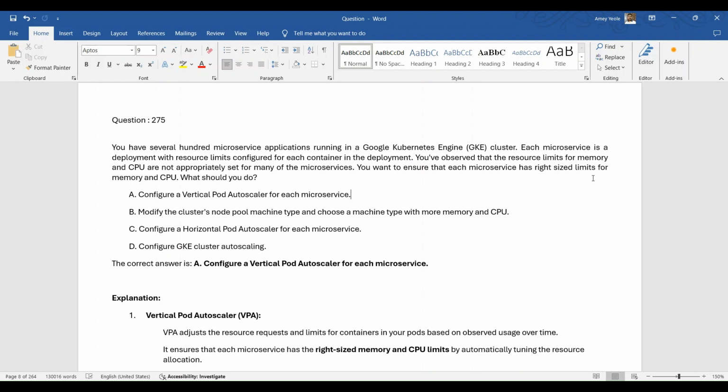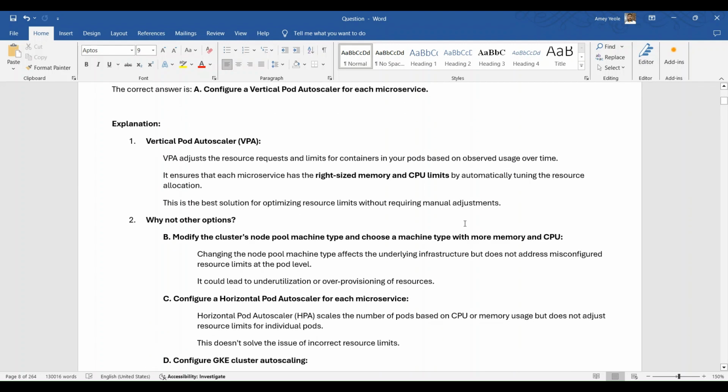A. Configure a vertical pod autoscaler for each microservice. B. Modify the cluster's node pool machine type and choose a machine type with more memory and CPU. C. Configure a horizontal pod autoscaler for each microservice. D. Configure GKE cluster autoscaling. The correct answer is A. Configure a vertical pod autoscaler for each microservice.